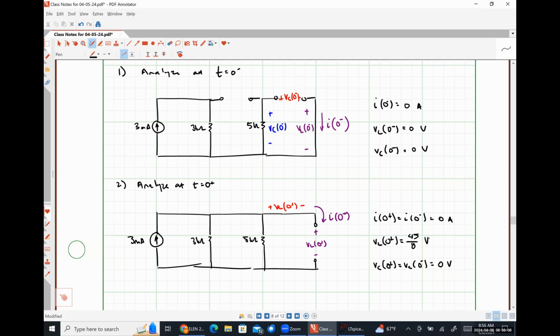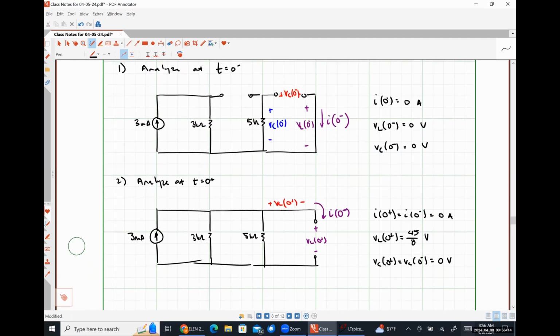Okay. And then it's 45 over 8 here because of how the circuit is constructed. Yes. Because our inductor current is 0 amps, we need to replace it with a 0 amp source, which is the same thing as an open circuit. Because our capacitor voltage was 0 volts, we need to replace it with a 0 volt source, which is the same thing as a short circuit.